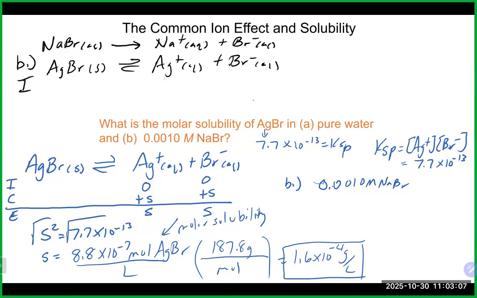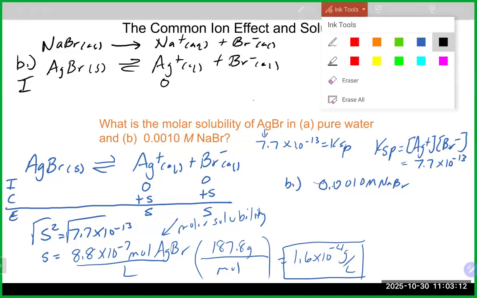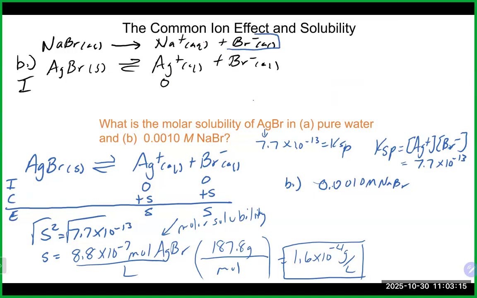So initially, again, we have 0 of the silver, but in this particular case, we do have some bromide present, as that's going to be our common ion. And since this sodium bromide is 0.0010, it is a 1-to-1 relationship between the sodium bromide and the Br minus. That means our initial concentration here is going to be 0.001 molar, as that is being supplied by the sodium bromide in this case. The rest of the table will be very similar.